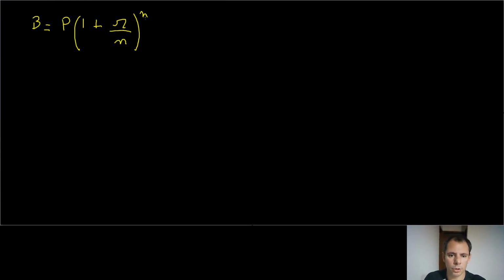Because you have to do these as many times as necessary. For example, let's just say that this is 2. You're going to do it twice, so you have to multiply p by this thing twice.